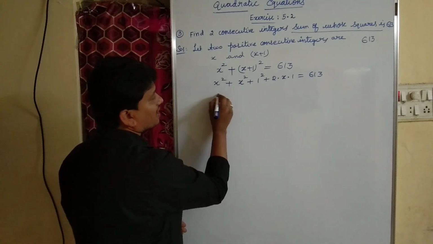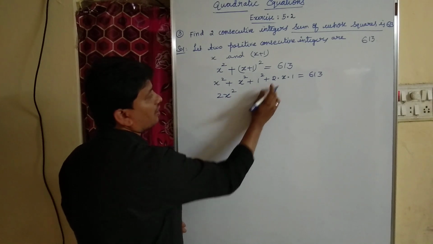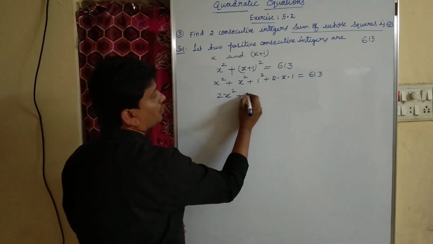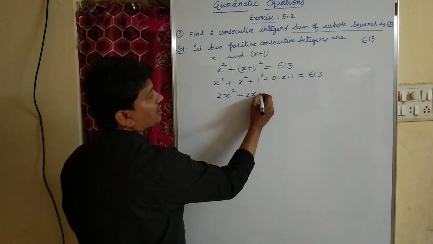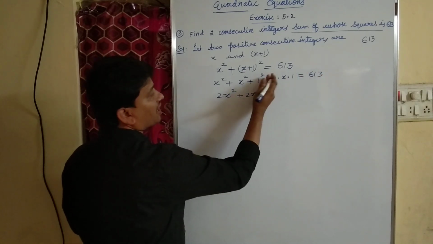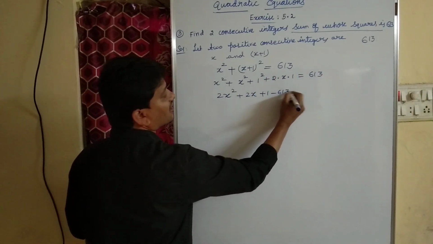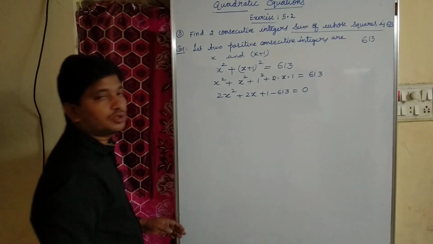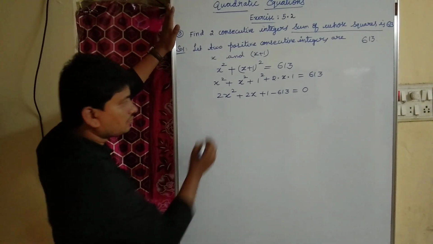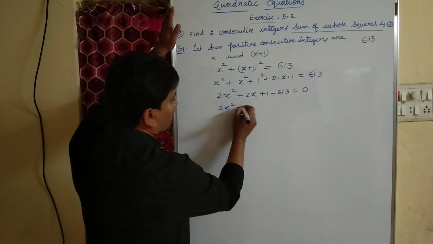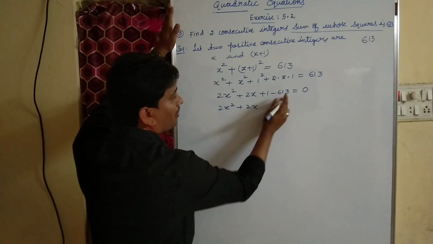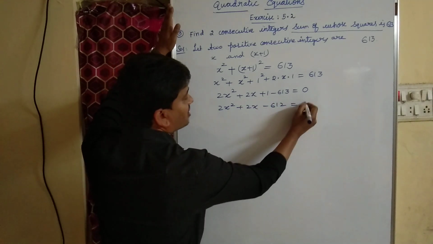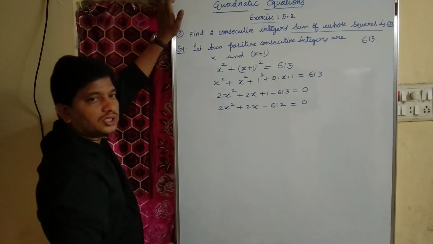So x square plus x square, 2x square, 2 into 1, 2x, 1 square means 1, plus 169 you transpose, it will become minus 169 equal to 0. So 2x square plus 2x, 1 minus 169, I mean minus 168 equal to 0.